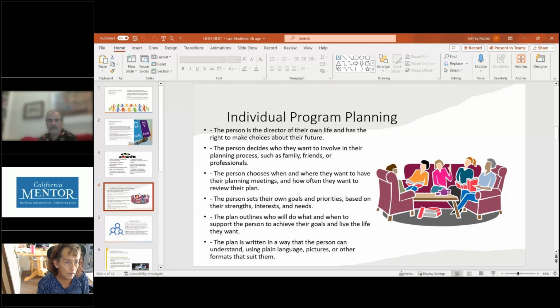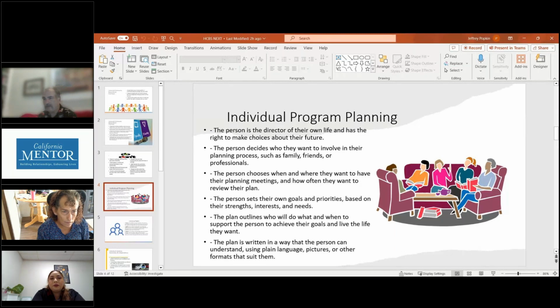The person decides who they want to involve in their planning process, such as family, friends, or professionals. If the client says, I want my family at my meeting, family can be at the meeting. If the client says, I do not want my family at the meeting, family is not invited. It's the client's choice as to who comes. The person chooses when and where they want to have their planning meeting and how often they want the review. The Lanterman Act, the California law that governs developmental disability services and regional centers, says the plan needs to be written at least once every 3 years. For residential clients, it basically is once every year.